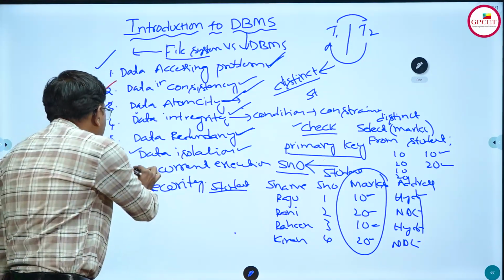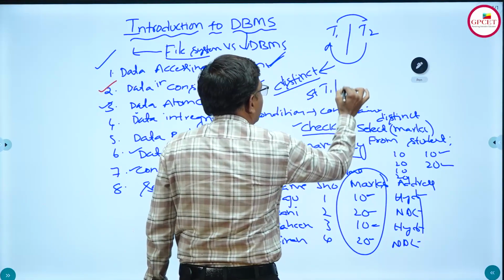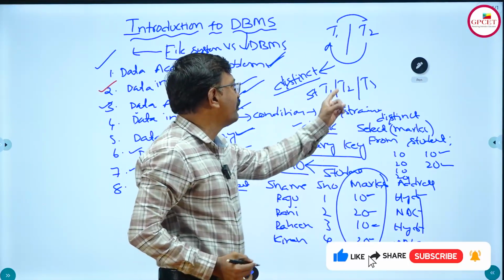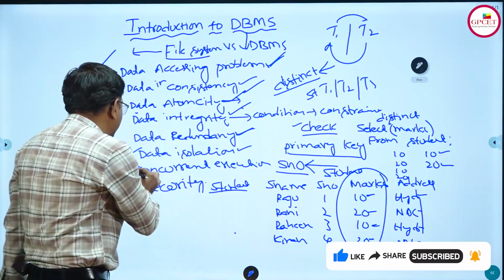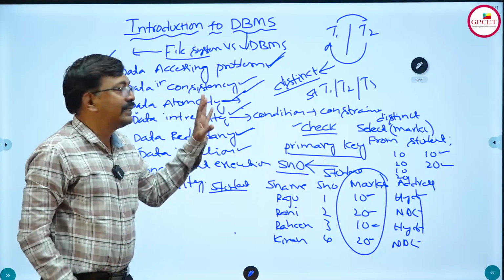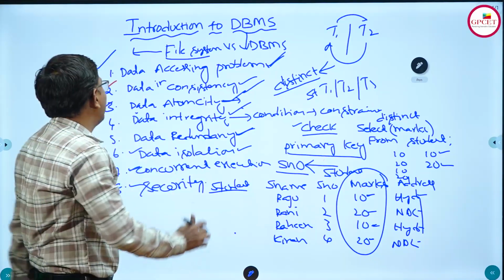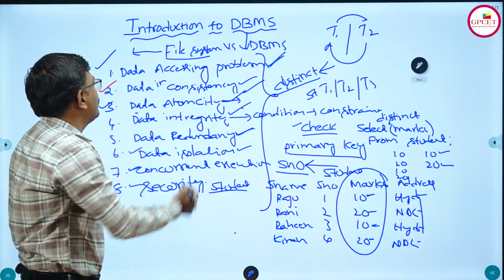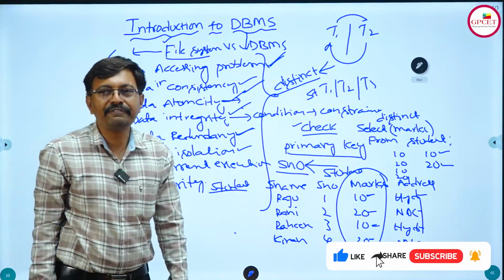What is the same? Concurrent execution. Concurrent execution is like, there is a transaction T1, transaction T2, transaction T3. T1 followed by T2, T2 followed by T3, T3 followed by T2, T2 followed by T1. That is concurrent execution. And the last one is security. That is, database management system mostly widely used security, whereas in files there is no such facility. Those are the advantages and disadvantages of the database management system over a file system.